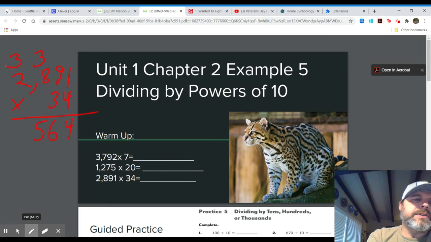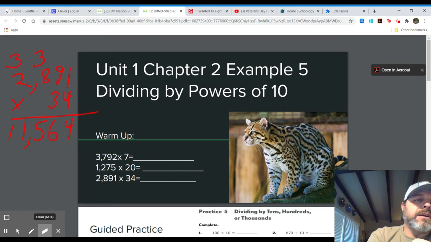And then I do 4 times 2, which is 8. Wait. 4 times 2 is 8 plus 3, 8, 9, 10, 11. So it's 11. And that is the answer only to 4 times 2,891. I'm going to erase this because I don't want this up here when I do the next part.